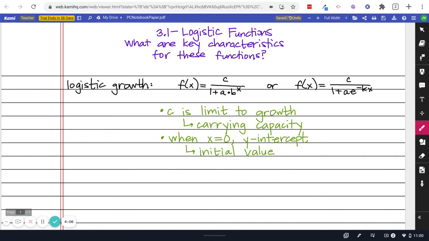Just a quick example. And then what I really want to talk about is some word problems, because that's what your assignment is in Moodle today. But for our example, we're going to have f of x equals 9 on top over 1 plus 2 to the 0.6x.